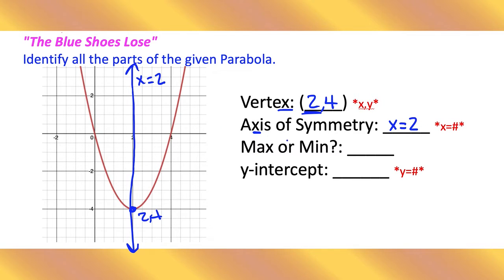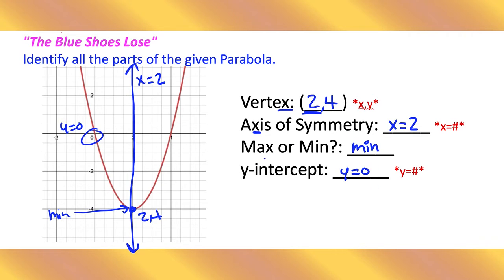Does this parabola have a maximum or a minimum? So does it have a top or a bottom? That's definitely got a bottom, so that's the min. That's the bottom of the bowl, so I'm going to say min. All right, what's the y-intercept? Let's take a look here. Boom, there's the y-intercept. It looks like the y-intercept is 0, so I'm going to say y equals 0.